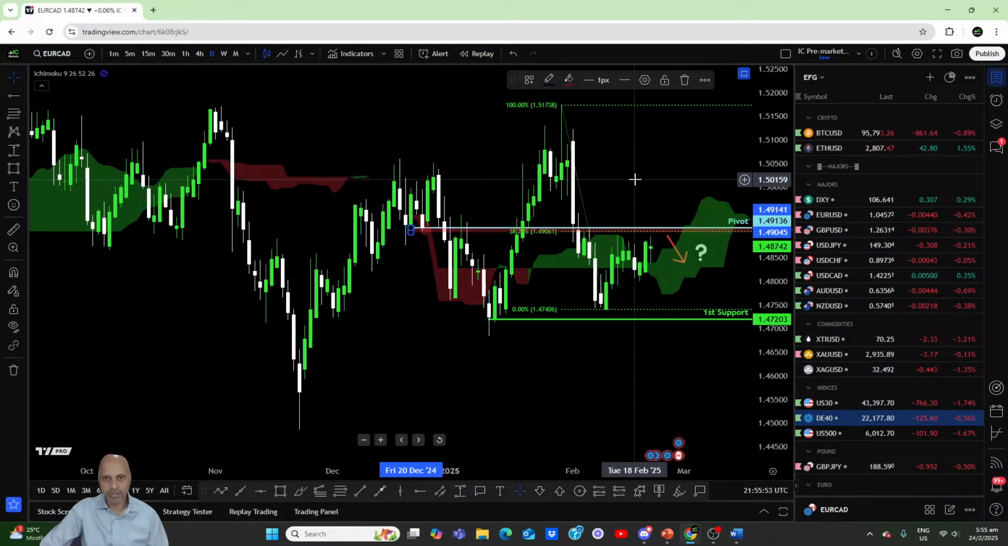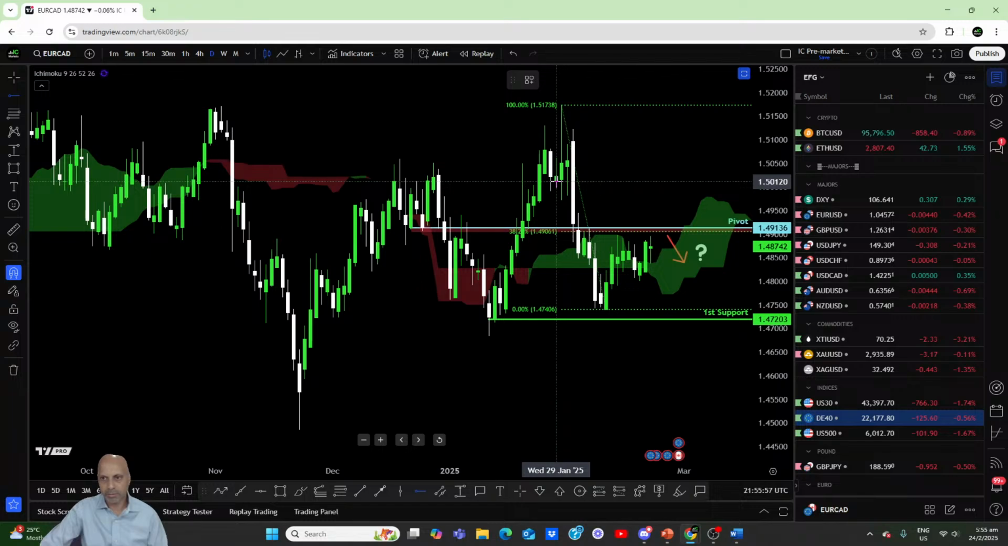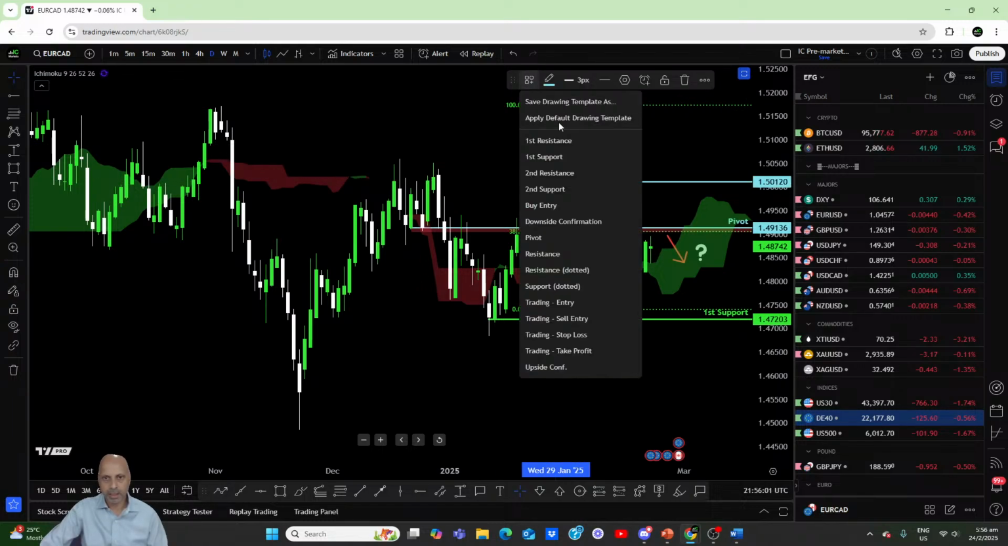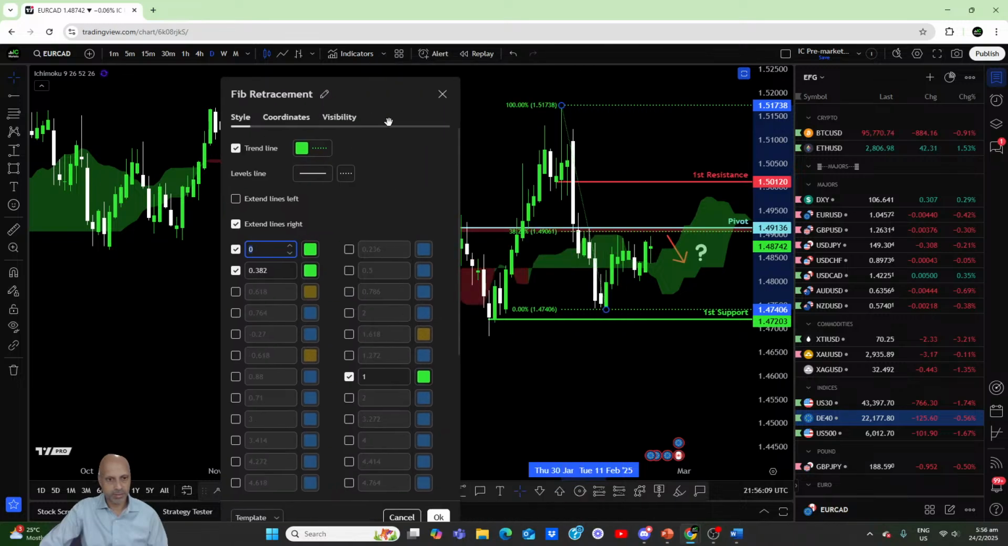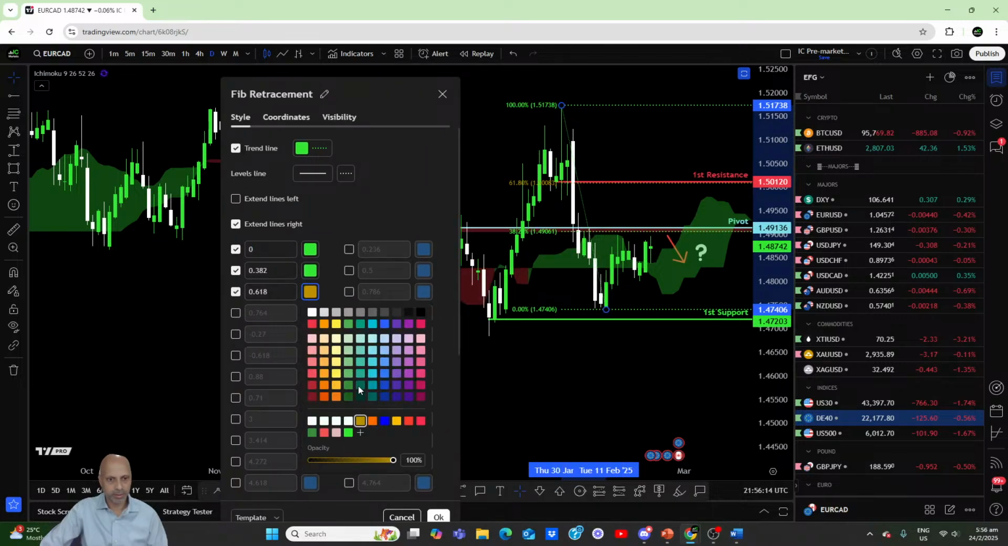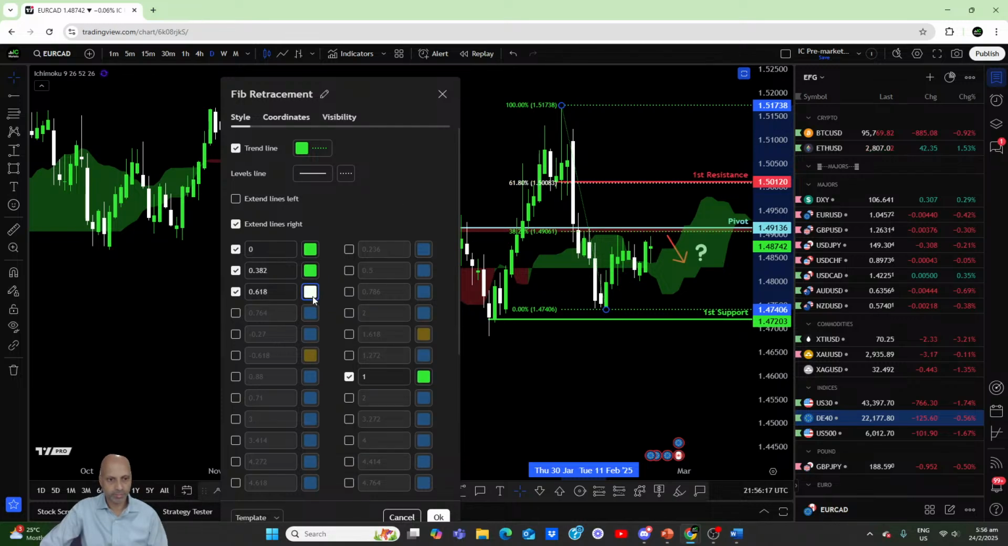And higher up, right, there's another pullback that I would like to highlight as well. This is at 1.5012, right? This is another pullback resistance, which we can identify as the first resistance, and there should be, I believe, 61.8% retracement here. Yep, there we go. There's a 61.8% retracement, aligning very well with the first resistance.